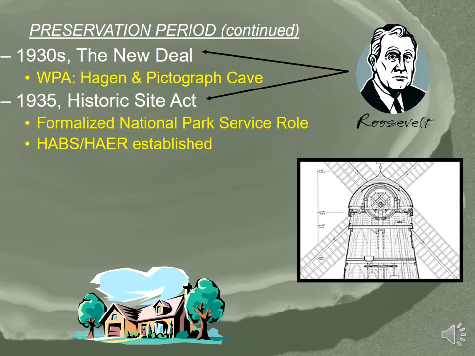It established HABS/HAER, which is important for historic architecture. It's the Historic American Buildings Survey and the Historic American Engineering Record, HABS/HAER. It's used to this day to record important historic resources. It established an advisory board of historic preservation. It also established a historic landmarks list.